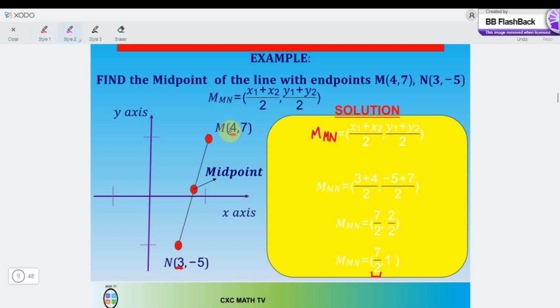Next thing, you're going to average the y value. So 7 plus negative 5. So add 7 and negative 5. That's negative 5 plus 7, which is 2. And 2 divided by 2 is 1. So in that case, the y value at the midpoint is 1. Easy.